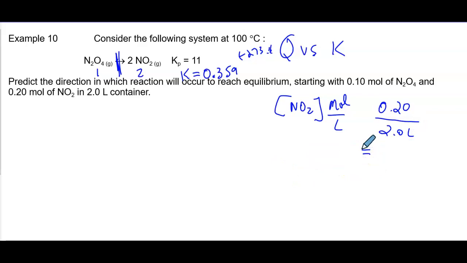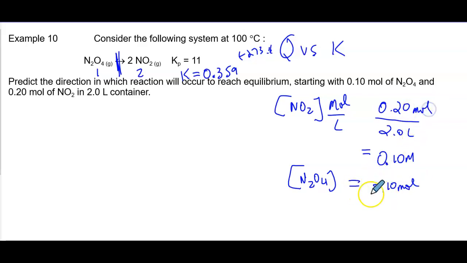Let's try that on our calculator. So 0.2 divided by 2 is 0.10 molar. We're also going to calculate the concentration of N2O4. Why are we worried about concentration? Remember, we're doing K or Q. A K or Q must have moles over liter. So we're going to take 0.10 moles, I should have put moles up here, my mistake, over 2.0 liters. So 0.1 divided by 2 is 0.05 big M.